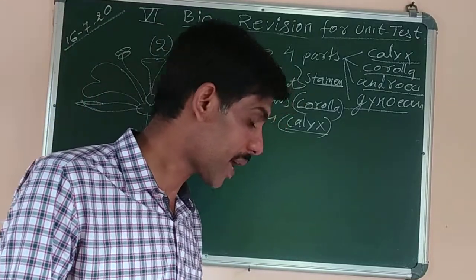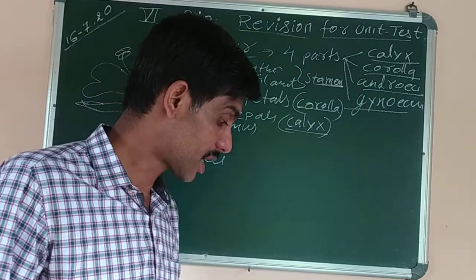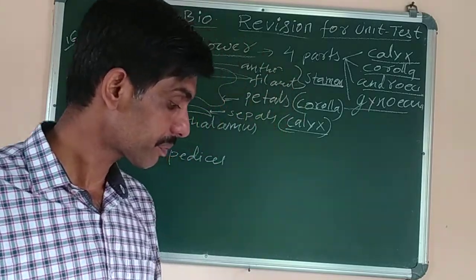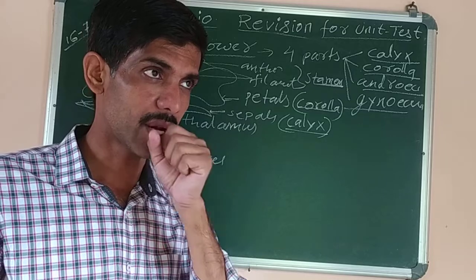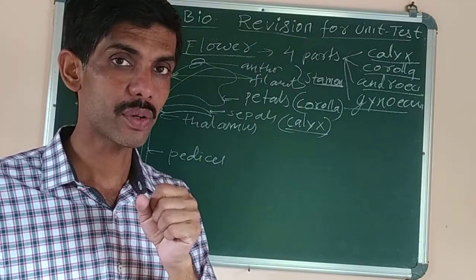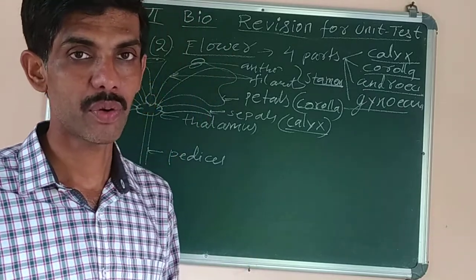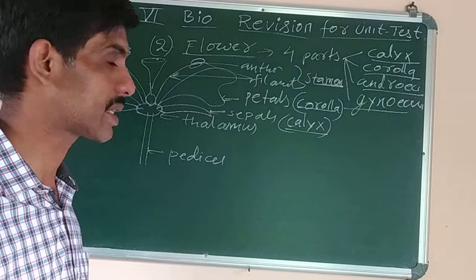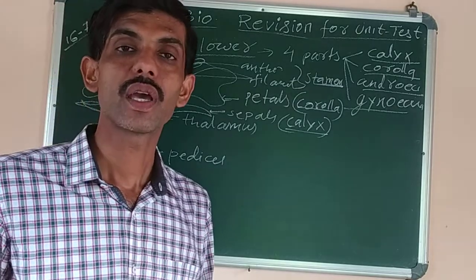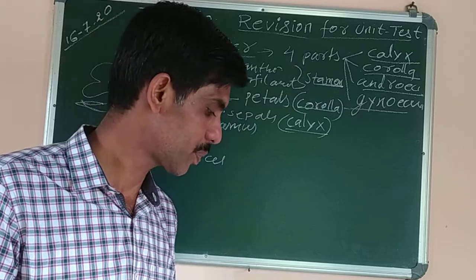So what are the different parts of the fruit? Pericarp: the outermost covering of the seed is called pericarp. It is divided into three parts: epicarp, mesocarp and endocarp. And in the center we have the seed. The seed contains the baby plant, known as the embryo, which can germinate into a new plant.